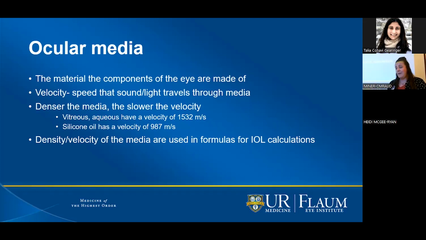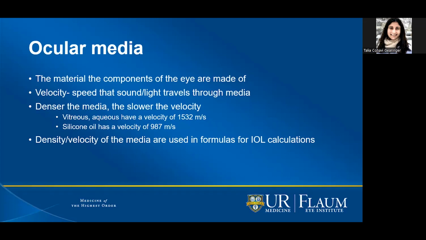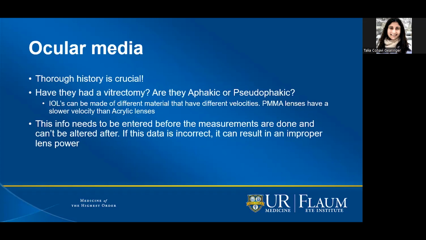But if you have a patient that's had a vitrectomy and they have silicone oil in their eye, the oil is much thicker than vitreous. So that velocity is much lower. And these are all used in the calculations. So if we don't know what they have in their eye, it's going to assume that it's a standard, virgin eye, and it's going to cause miscalculation for your IOL. So that's where a thorough history is really crucial.